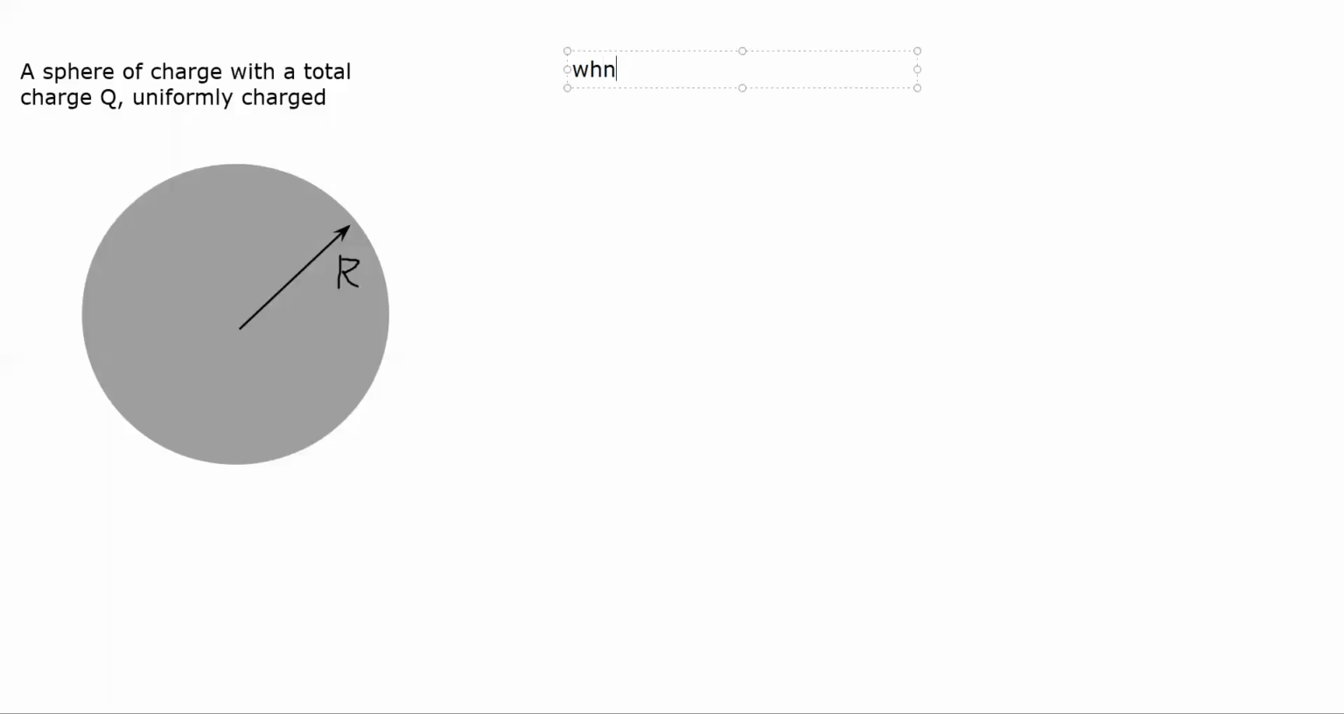when lowercase r is greater than or less than uppercase R. So what I mean by that, we're looking for our Gaussian surface, which in this example would just be another sphere. So I'm going to pick another sphere here. Try to have that coaxial there.